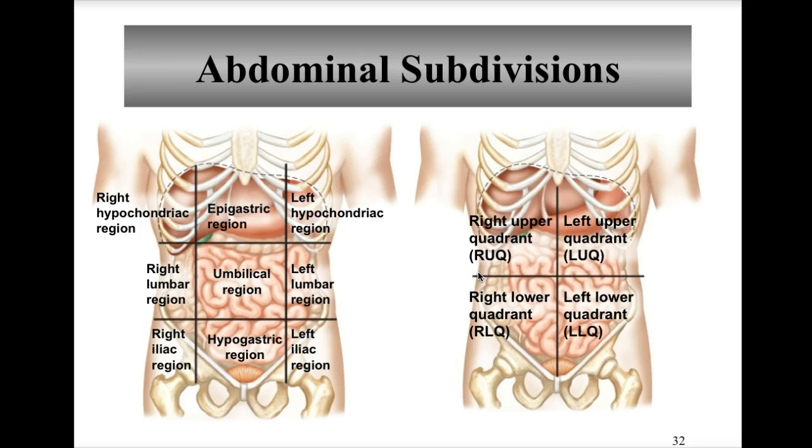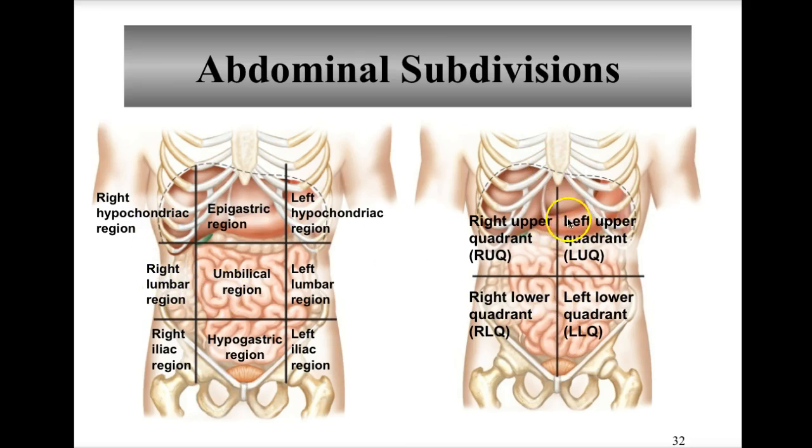The last part would just be knowing these different body regions. So you have the right hypochondriac region, epigastric region, left hypochondriac region, right lumbar region, umbilical region, left lumbar region, the right iliac region, the hypogastric region, and the left iliac region. Know where these regions lie within the body and what organs they associate with.